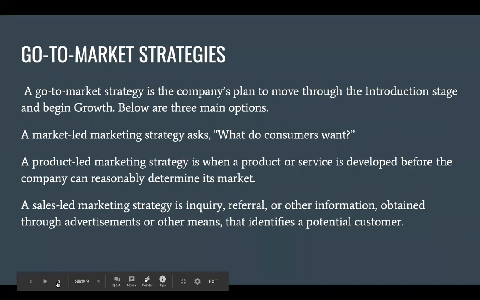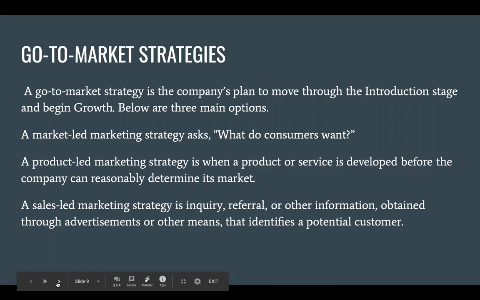So go-to-market strategies, to go from introduction to growth. I have three, the main ones here. A market-led strategy asks, what do consumers want? That's when they reach out to their target audience or hold a survey or something, and look at the different types of people they have, identify a target audience, and see what they all have in common and what they want in a product.